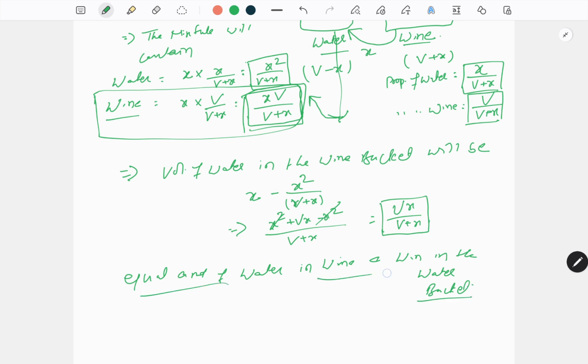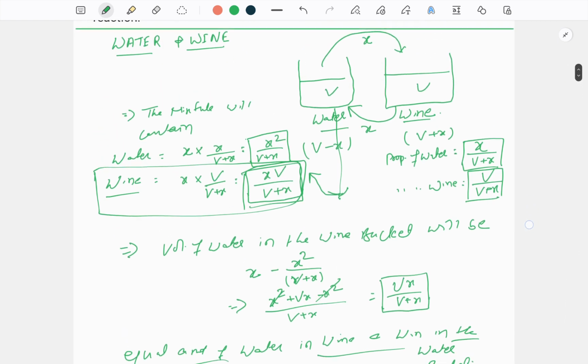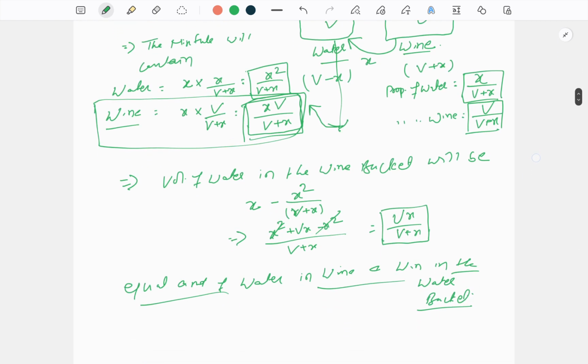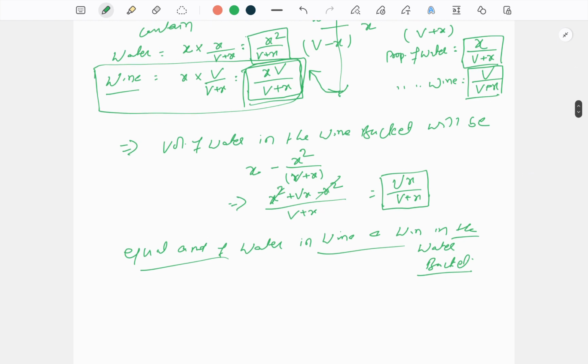So this way we can solve. This is a simple mixture and alligation problem that we might have read at school level. So this way we can solve the problem.